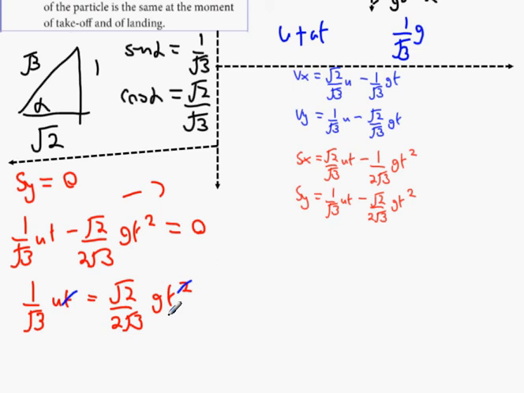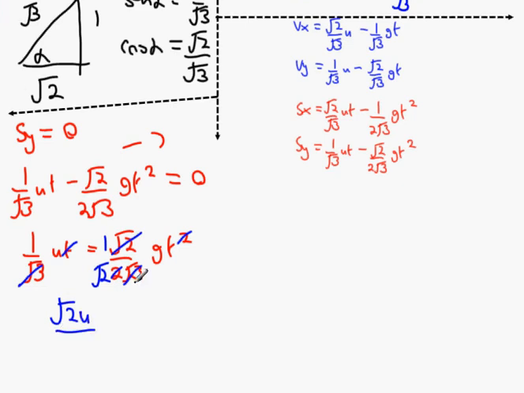Okay. Now, cancel out the root 3's. Root 2 divided by 2, 1 over root 2. Bring up the root 2. Bring the u still there. Bring the g underneath. T equals root 2u over g.